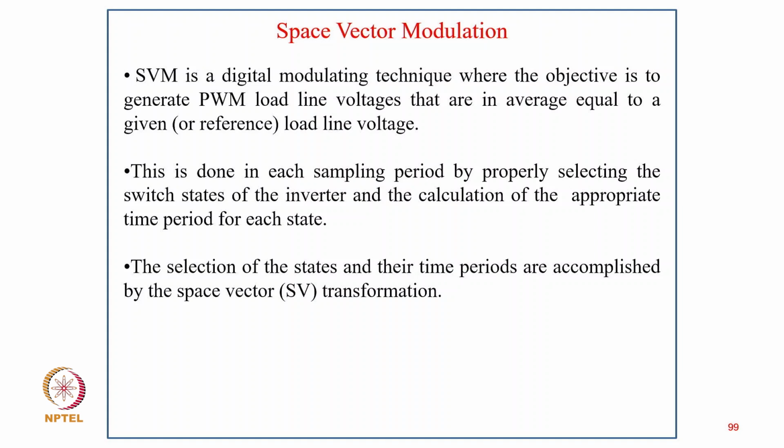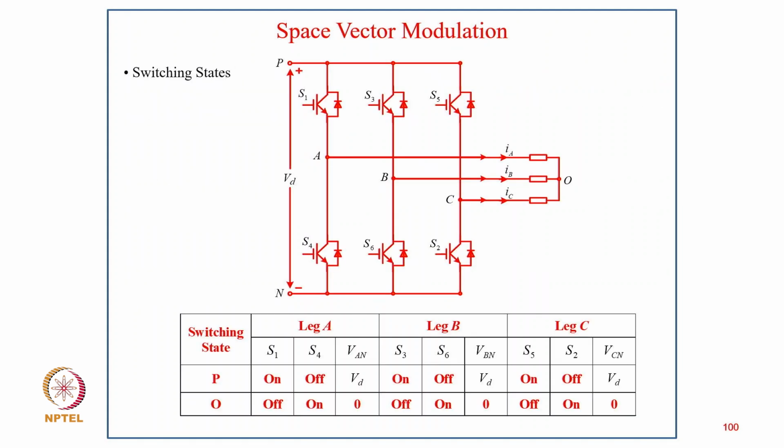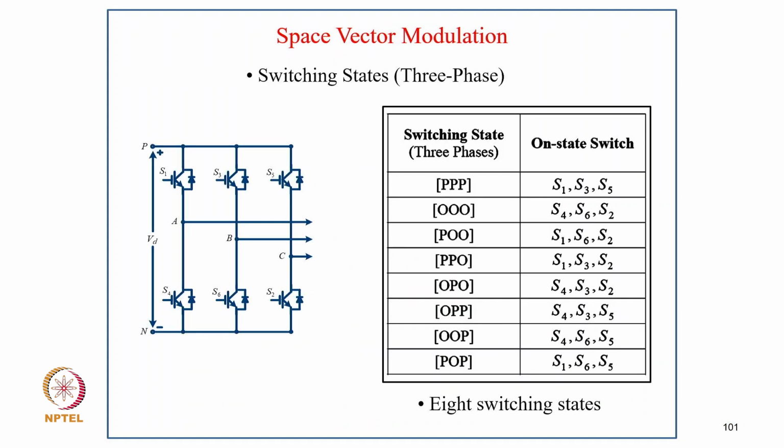This is done in each sampling period by properly selecting the switch states of the inverter and calculating the appropriate time periods for each state, and the selection of the states and their time periods is accomplished by the space vector transformation. So these are typically the switching states for a 3-phase inverter with a star connected load, and you can see the switching states of leg A, leg B, leg C, with S1 on and S4 on. Here you have switching states where each leg is positive or negative.